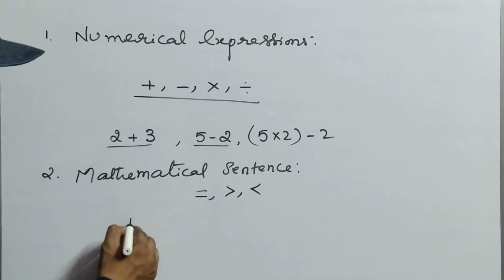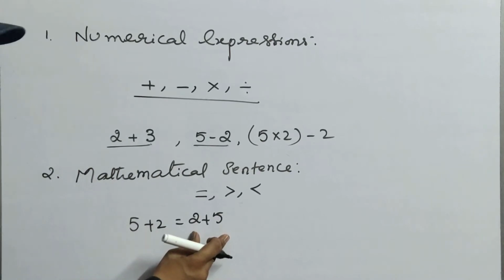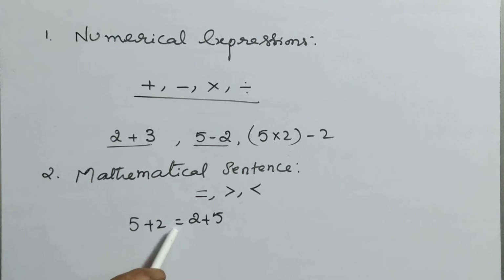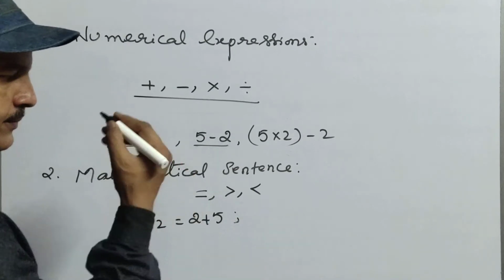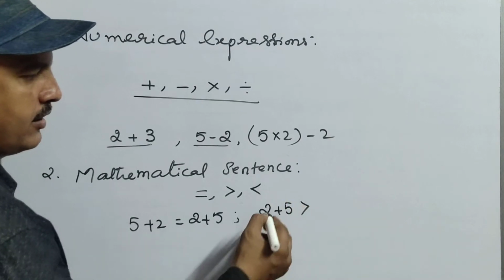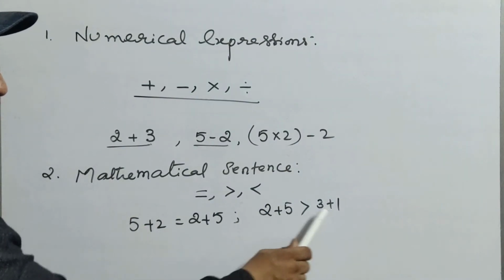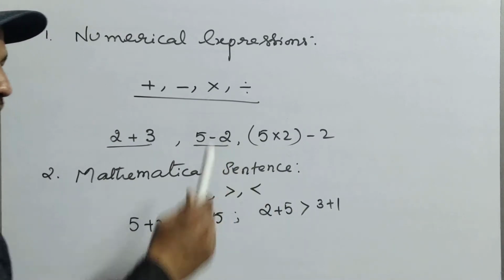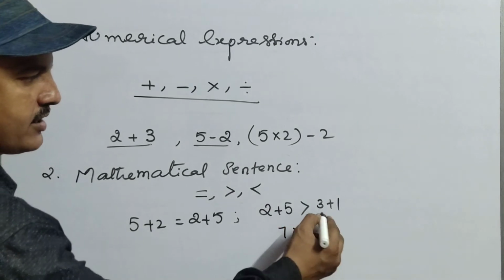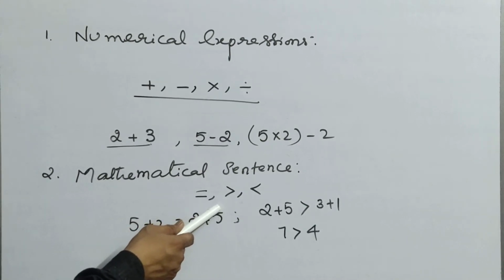See here, 5 plus 2 equals 2 plus 5. Actually 5 plus 2 is one expression and 2 plus 5 is another expression. How are they joined? With the equal to symbol. So you are comparing 5 plus 2 equals 2 plus 5. Both are equal. Or 2 plus 5 is greater than 3 plus 1. Between the two expressions you have a joining symbol, either equal to, greater than or less than. So 2 plus 5 is 7, and 7 is greater than 4. Like that, these symbols are helpful for joining the numerical expressions.